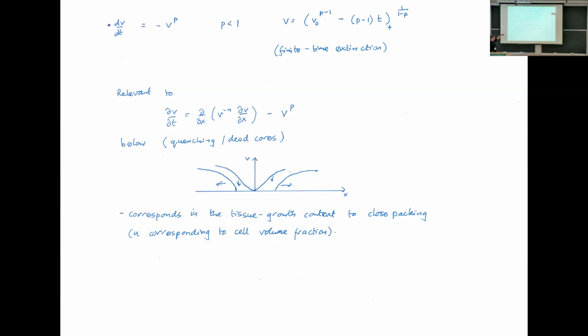So I'm not up to date on the mathematical literature of the dependence of this phenomenon on N and P. So if anyone is, please talk to me about it. But that effect will be associated with close packing later on, right? So if a dead core develops, V equals 0 corresponds to U equals 1, so to close packed cells. So that's almost all the possible limits.